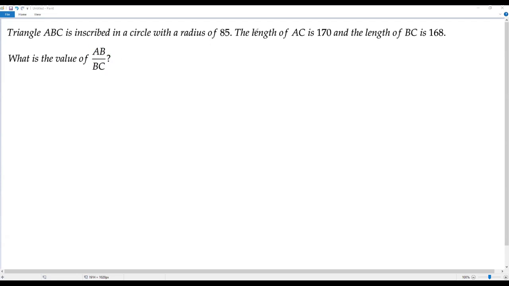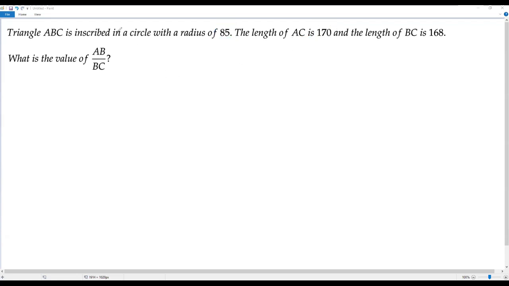Okay, here we have to notice an important piece of information in this question. The radius of the circle is 85 and the length of the side AC of the triangle is 170. So this 170 is exactly 2 times the radius. Since it is exactly 2 times the radius, AC represents the diameter of the circle.